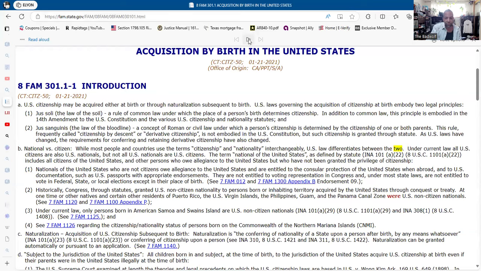Let's keep going. 2. Under current law, all U.S. citizens are also U.S. nationals. Did you hear that? Under current law, all U.S. citizens are also U.S. nationals. You get both. But why are there both? Because there's two separate things going on here. But let's keep going. Nationals, but not all U.S. nationals are U.S. citizens. That means you have a choice.